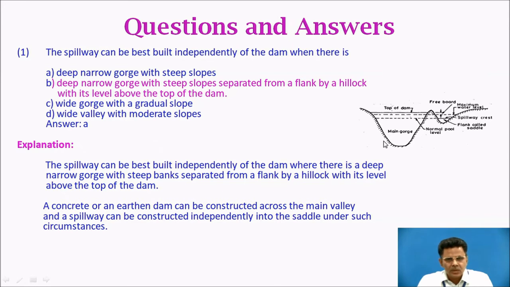So this is the main valley. This is one hillock which is coming above the valley, so that the maximum reservoir level will be below this top. And here you find a deep narrow gorge. So we will construct a dam here and we will construct a separate spillway here. So the dam is independent, the spillway is independent. A concrete or an earthen dam can be constructed across the main valley, and the spillway can be constructed independently into the saddle under such circumstances.